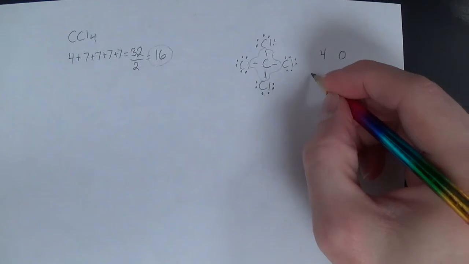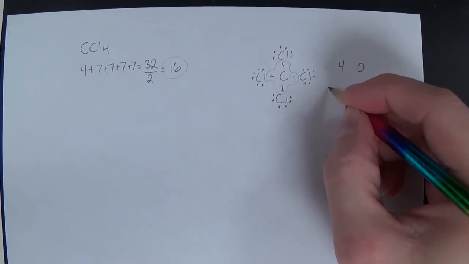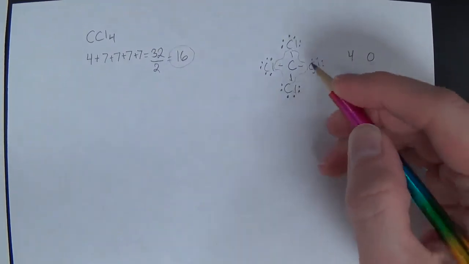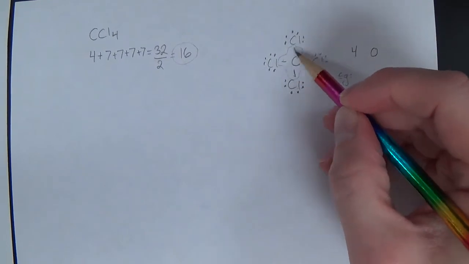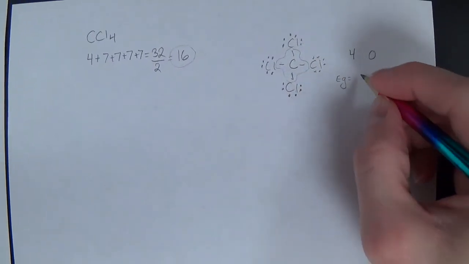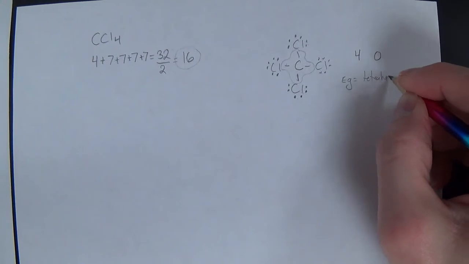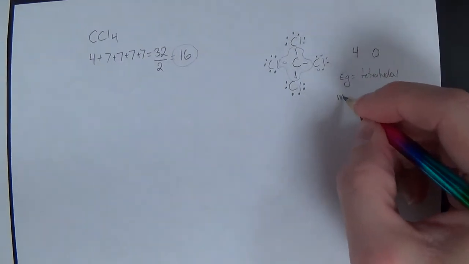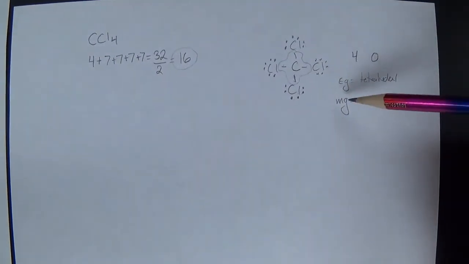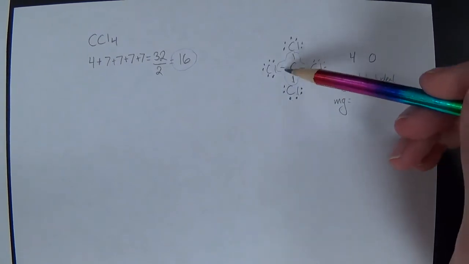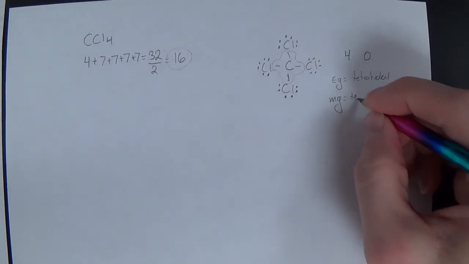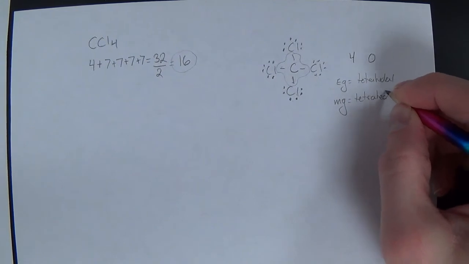So in my work, I would want to say that the e.g., the electron geometry, if I count all the electrons around the central atom, is tetrahedral. The m.g., the molecular geometry, that is, if I ignore the lone pairs and only look at the bonds, is still identical because there were no lone pairs, so it's also tetrahedral.